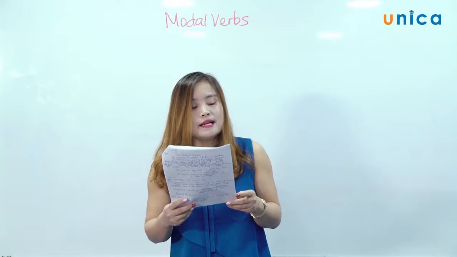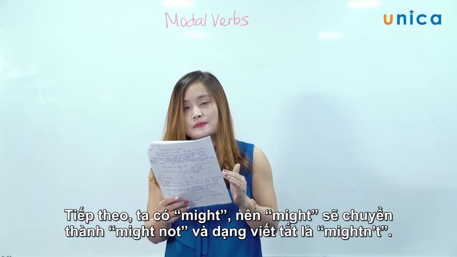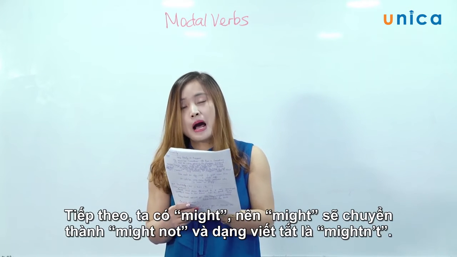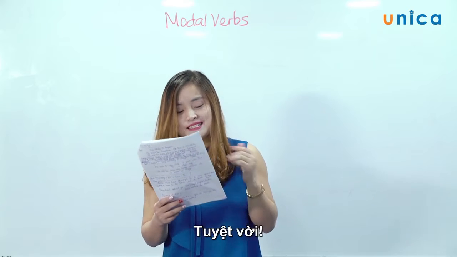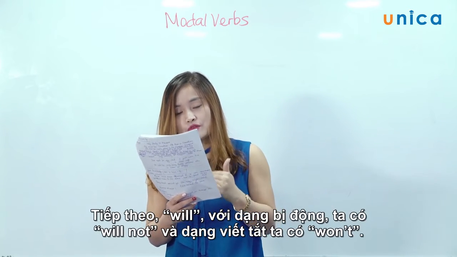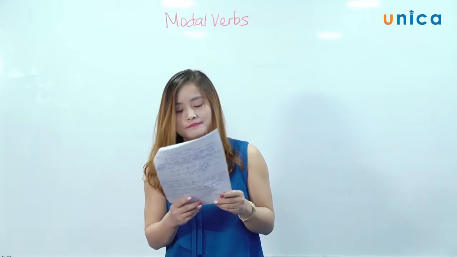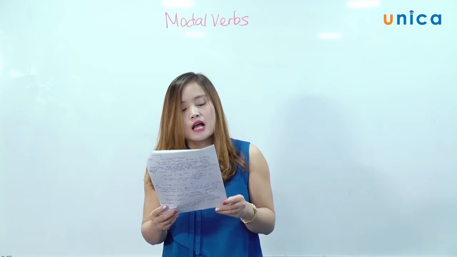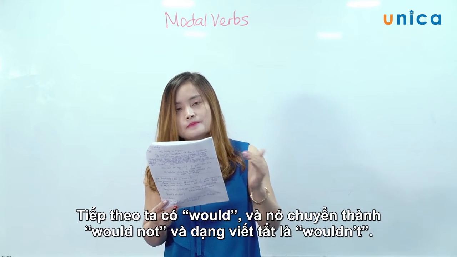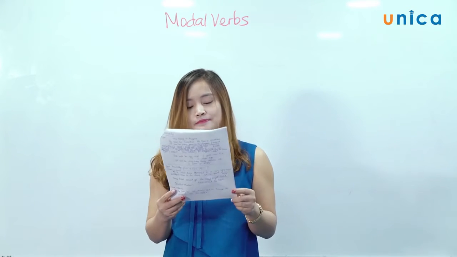Good job. Next, we have might. So might becomes might not. And for contraction, we have mightn't. Excellent. Next, will. For negative form, we have will not. And for contraction, we have won't. Excellent. Next, we have would. So it becomes would not. And then wouldn't. Very good.